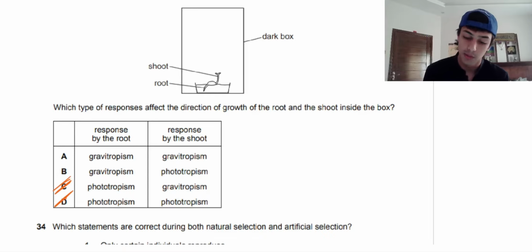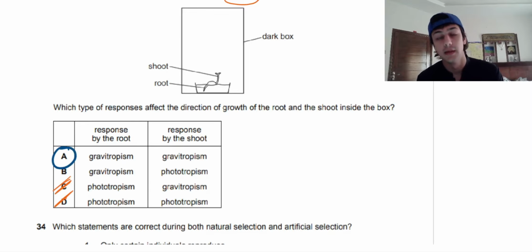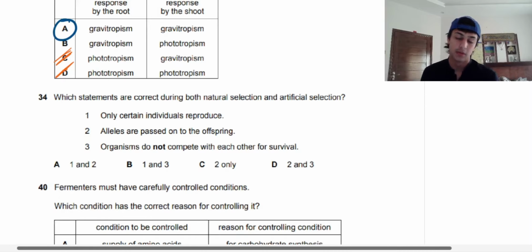And when it comes to the shoots, we can see that this is growing in a dark box. There is no light stimulus for the shoot to grow towards. If we had a light source here, the shoot would probably grow in that direction. But since this is a dark box, the only stimulus that the shoot receives is gravity. Gravity is going to be pulling the shoot downwards. And that's why you'll see K. This shoot is influenced by gravitropism at the level of both root and shoot. Okay, so what is correct?